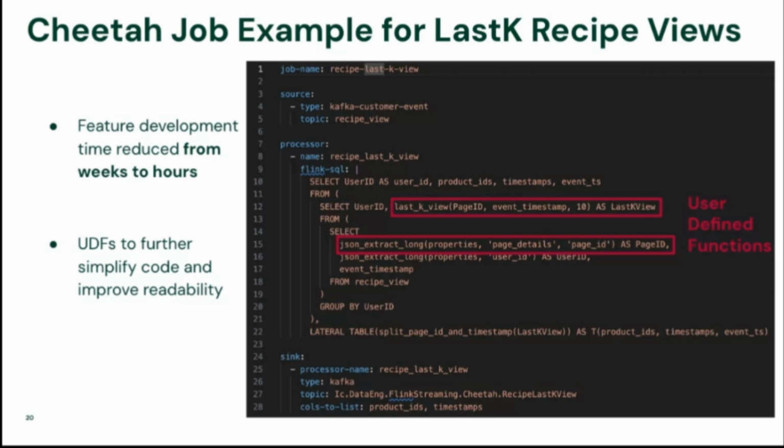Basically, recipe view is the raw events. It contains three main parts: the source section defines the raw events, and the sync section defines the destination that it links to. Then the processor section is the Flink SQL logic to extract the last K recipe views from the raw events, to help with tasks such as session-based recommendation and similar tasks.